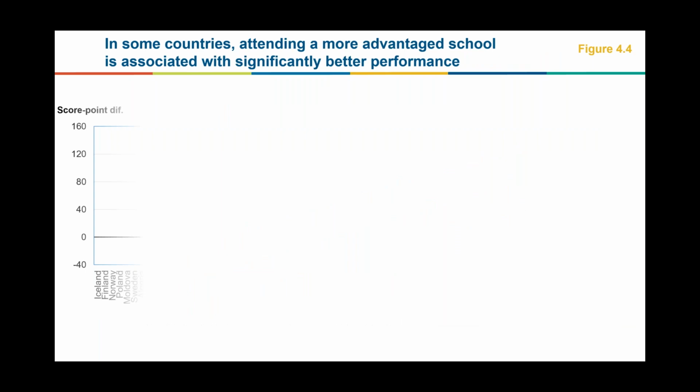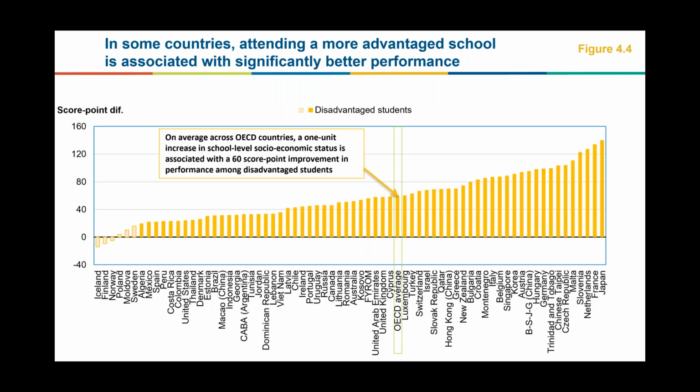Now, how does this work across countries? Basically, what you can see on the right side, you look at Japan, you look at France, the Netherlands, is basically if you get into an advantaged school, that is a huge advantage for yourself. The way in which the social composition of school amplifies individual social background is very large in countries like Japan, France, Netherlands, Slovenia, and so on. And it's very small in Iceland, Finland, Norway, and Poland.